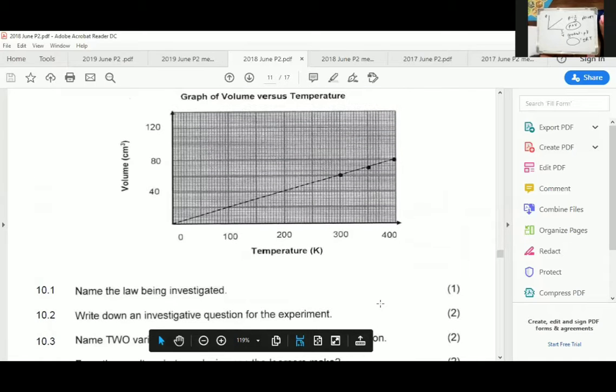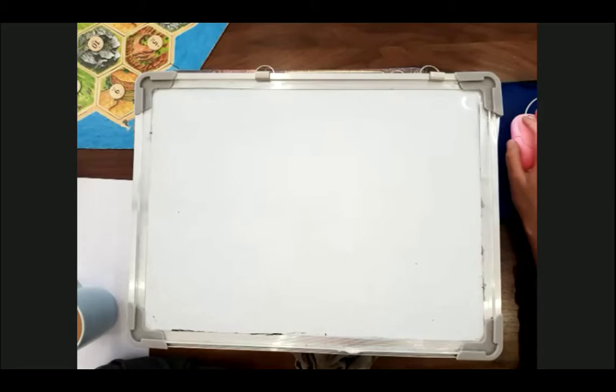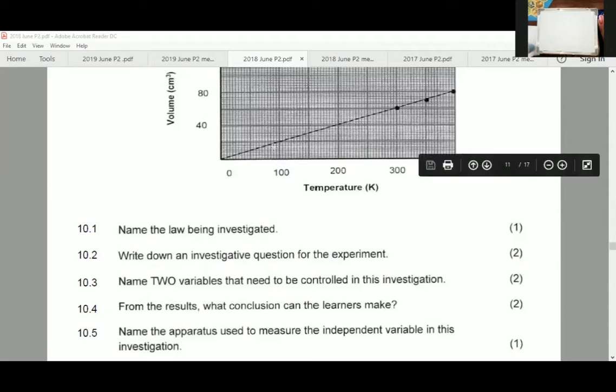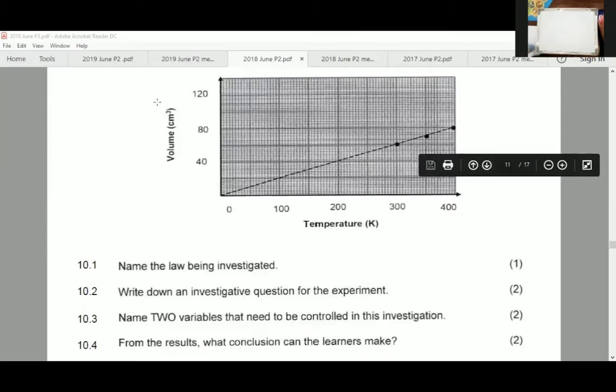So I'll just scroll up a bit. So this is June 2018, if you can get it in front of you. The first question, name the law being investigated. So what law investigates the relationship between volume and temperature? Charles' law. Write down the investigative question for this.